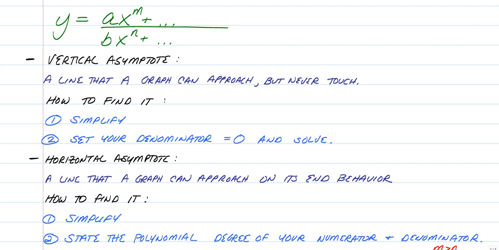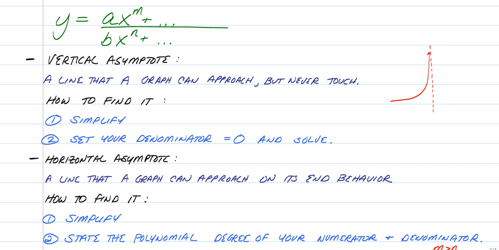So to talk about the different aspects of these graphs, you are going to have things such as vertical asymptotes, horizontal asymptotes, and holes. A vertical asymptote is a line on a graph that a graph can approach, but it'll never touch. You're going to represent your vertical asymptotes as dashed lines. It'll approach it, but it won't ever touch it. Okay, so that's for a vertical asymptote.